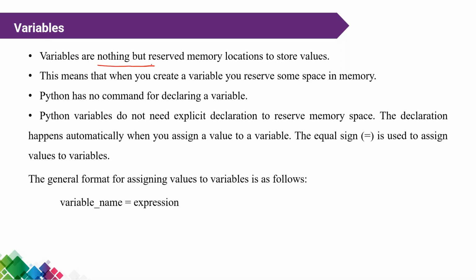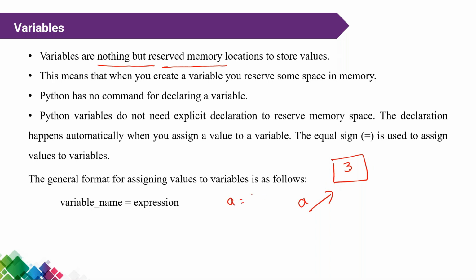A variable is nothing but a reserved memory location to store values. What is the meaning? For example, if you want to perform addition of two numbers, the two numbers are stored in some memory location. For example, this is a memory location which contains the value 3, and this memory location is referred to by using a variable A.